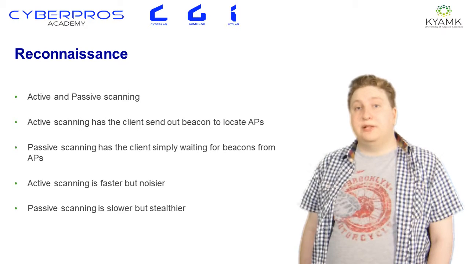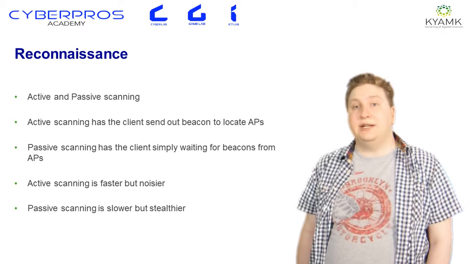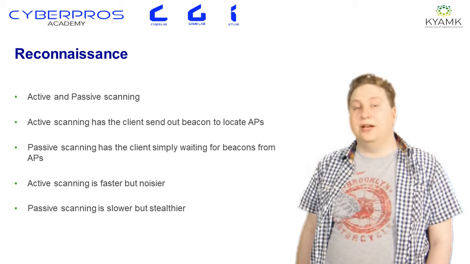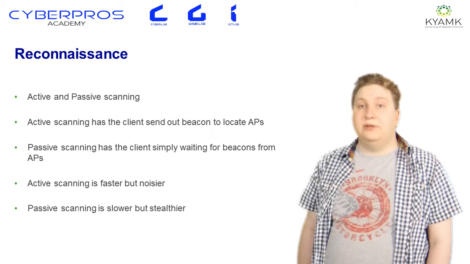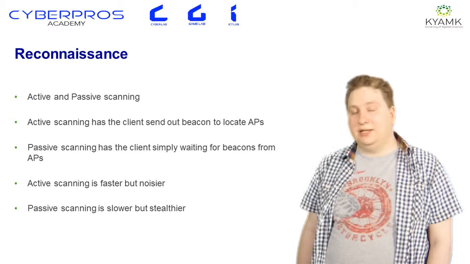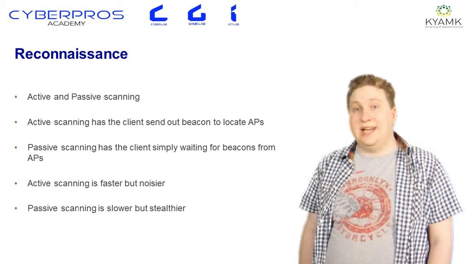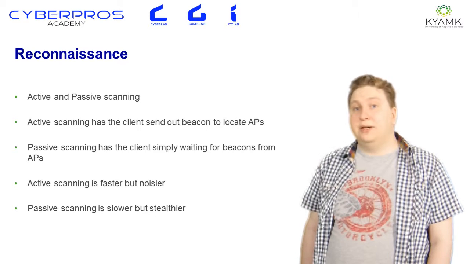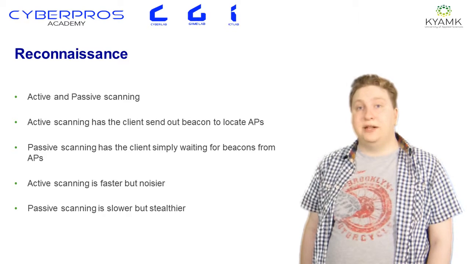Passive scanning simply waits for APs to beacon and advertise their networks, while active scanning will send out beacons looking for APs. The main difference between these two scanning techniques is that passive scanning is stealthier but takes a longer time, while active scanning is faster but causes a lot more traffic which can be detected.